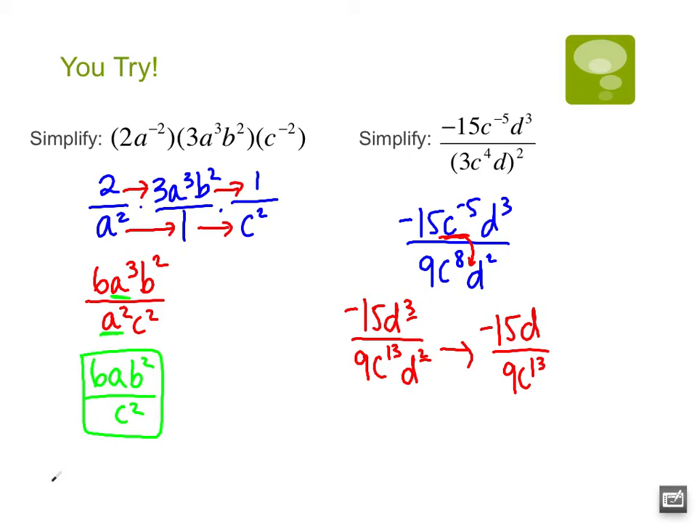Last thing that you have to do before being finished is simplify this negative 15 over 9. That's just a fraction, negative 15 over 9. So the greatest common factor of negative 15 and 9 is 3, so divide both by 3. We get negative 5d all over 3c to the 13th. This is your final answer.